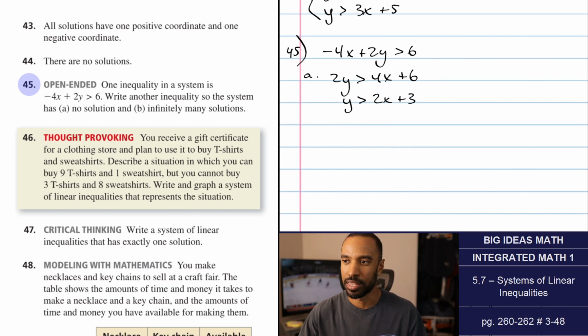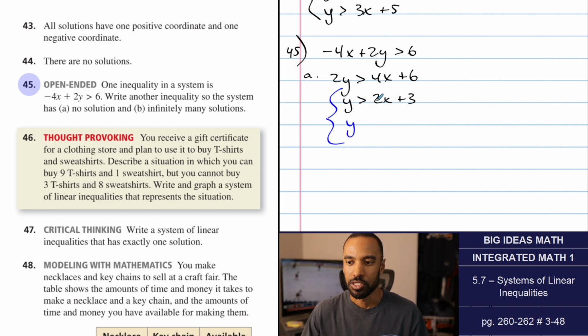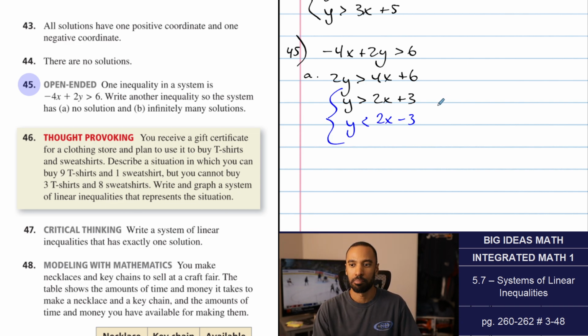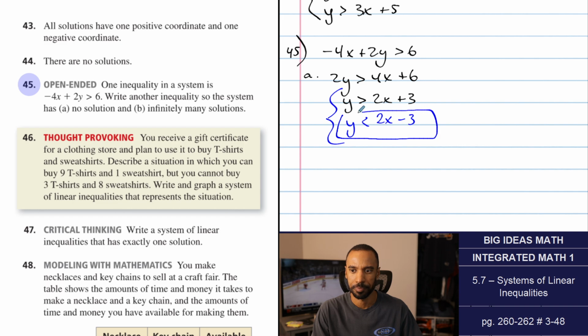So my thing that I need to be within this system is, if this is above this one, let's get parallel, and below it in some sort of way, 2x minus 3, like that, right? So that's a valid answer for it. Now, if I wrote it in standard form, I don't know if they wanted me to stay in standard form or not, but write an inequality, this one works. That would be my answer.